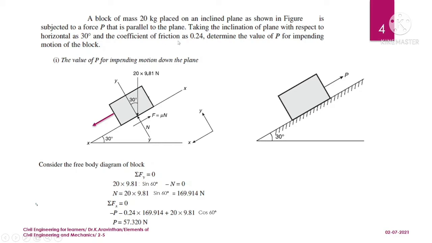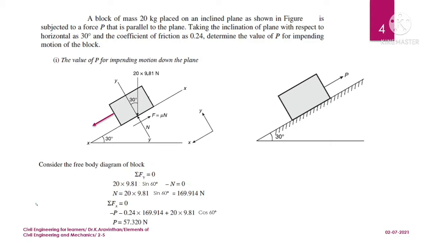The coefficient of friction is 0.24. So mu is given here. Determine the value of P for impending the motion of the block. That is, the first case is the value of P for impending the motion down the plane.